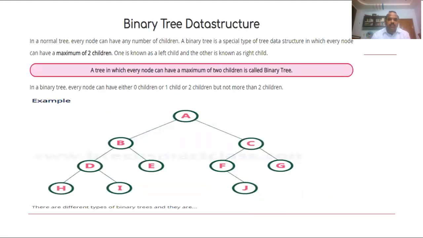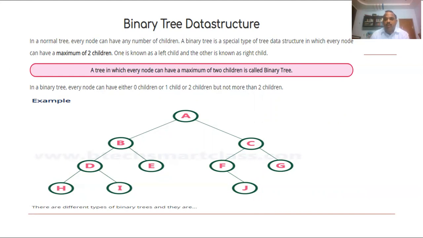So the next one is binary tree data structures. What is a binary tree? A tree in which every node can have a maximum of 2 children is called a binary tree. So simply, trees are 2 types, general trees and binary trees. In general trees, there is no limit.